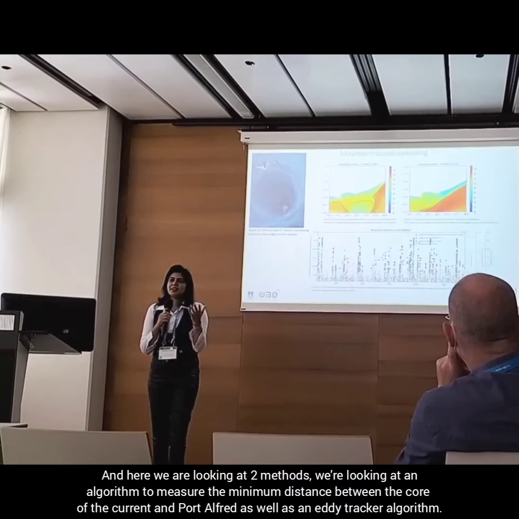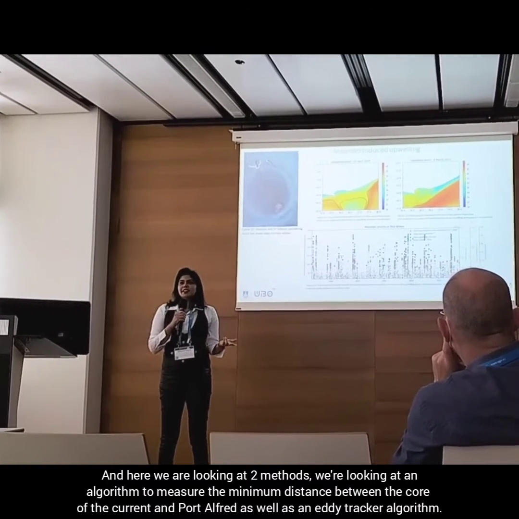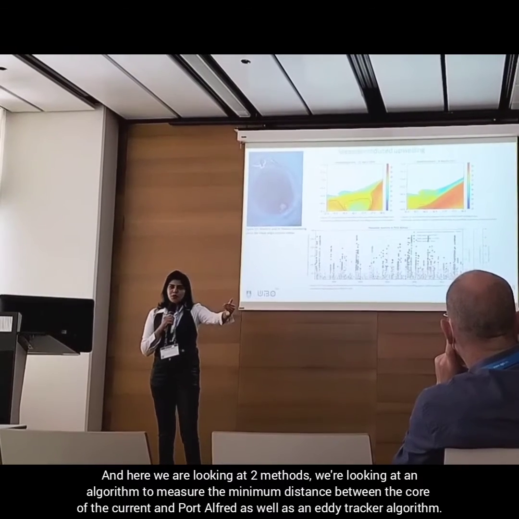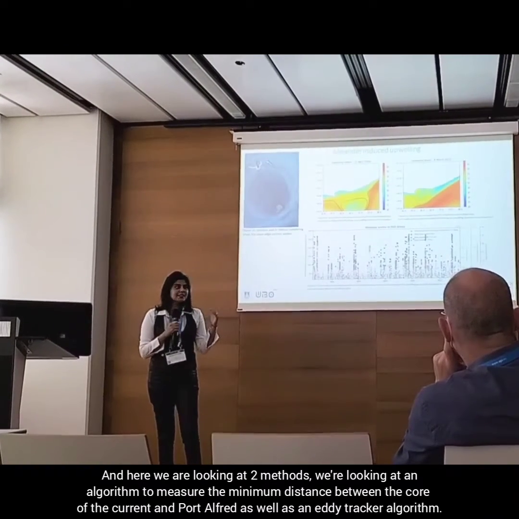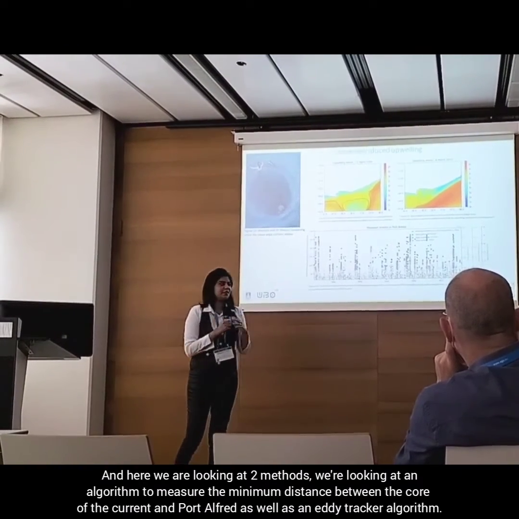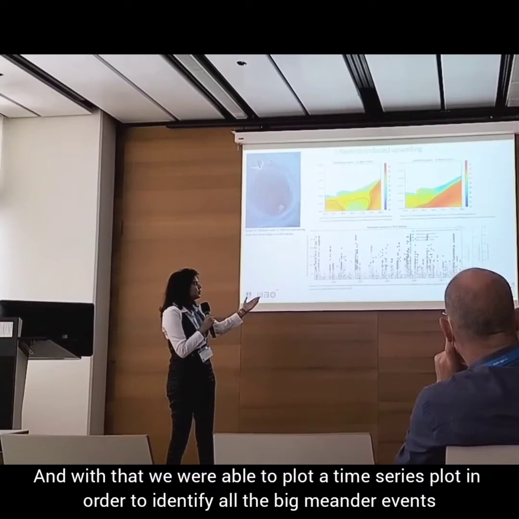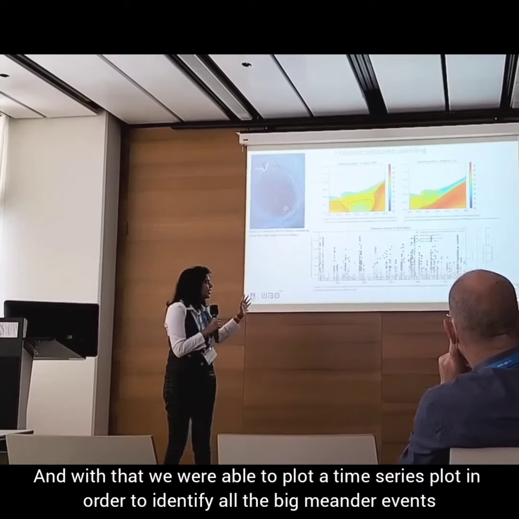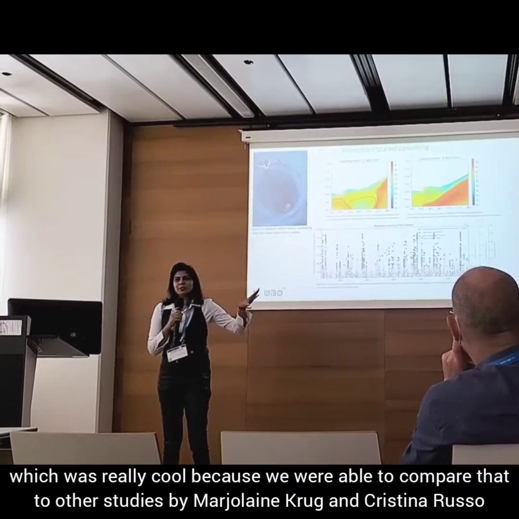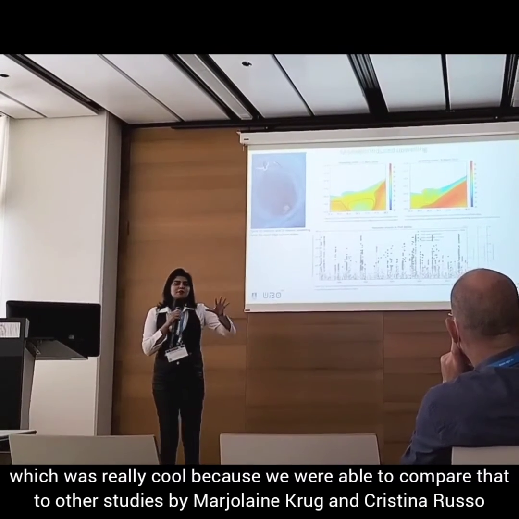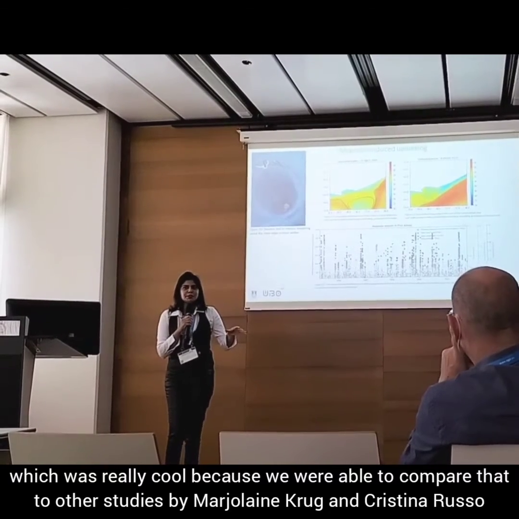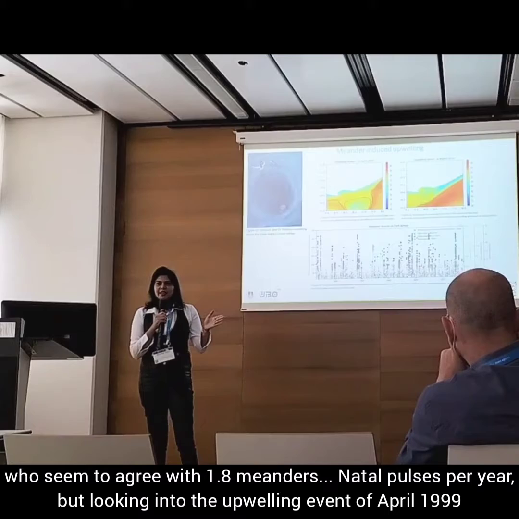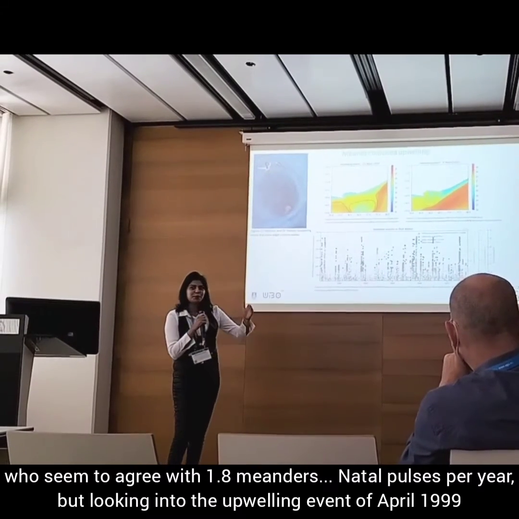And here they look at two methods. They look at an algorithm to measure the minimum distance between the core of the current and Port Alfred, as well as an eddy tracker algorithm. And with that, they were able to plot a time series to identify all the big meander events, which was pretty cool because we were able to compare that with other studies, like from Marjolaine Craig and Christina Russo, where we seem to agree about 1.8 meanders per Natal pulse per year.